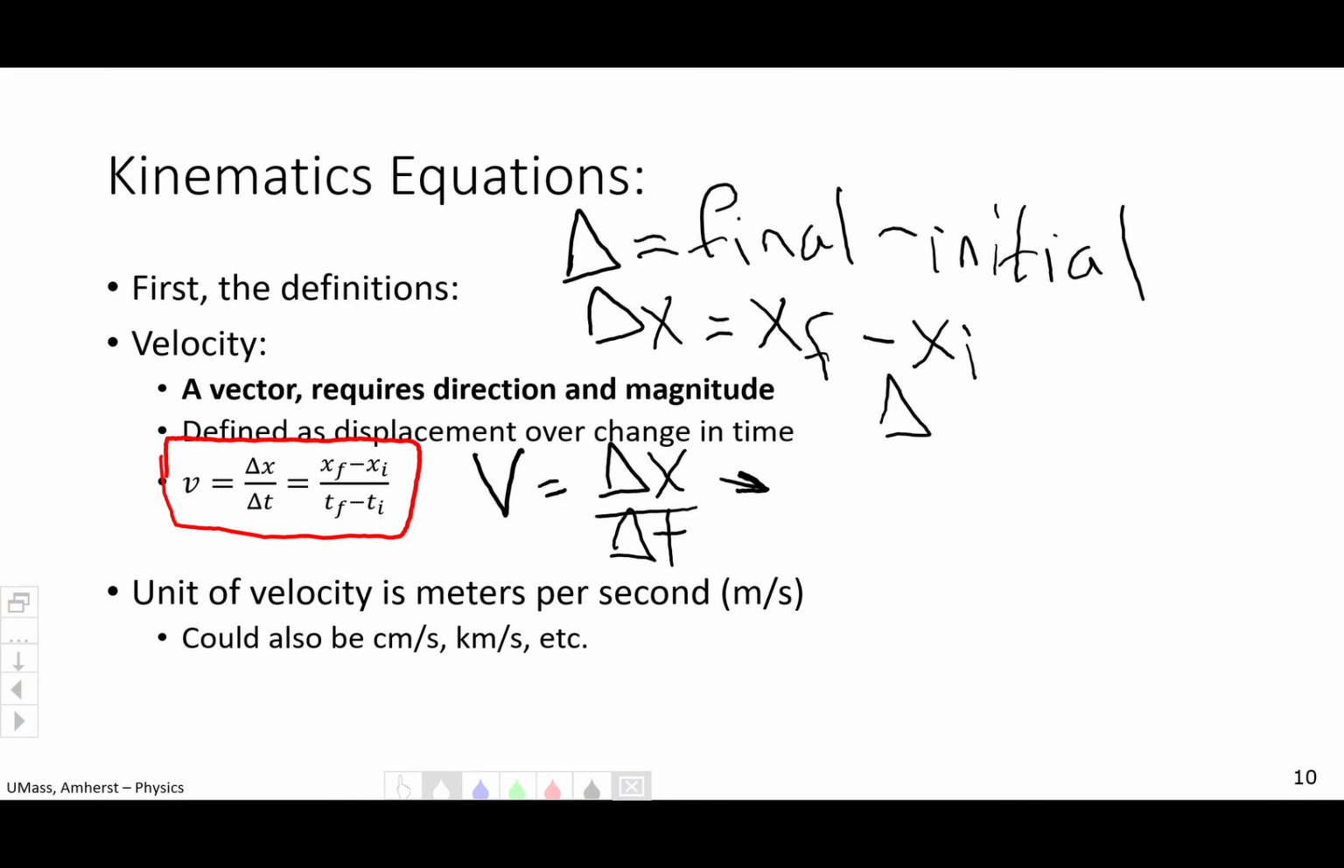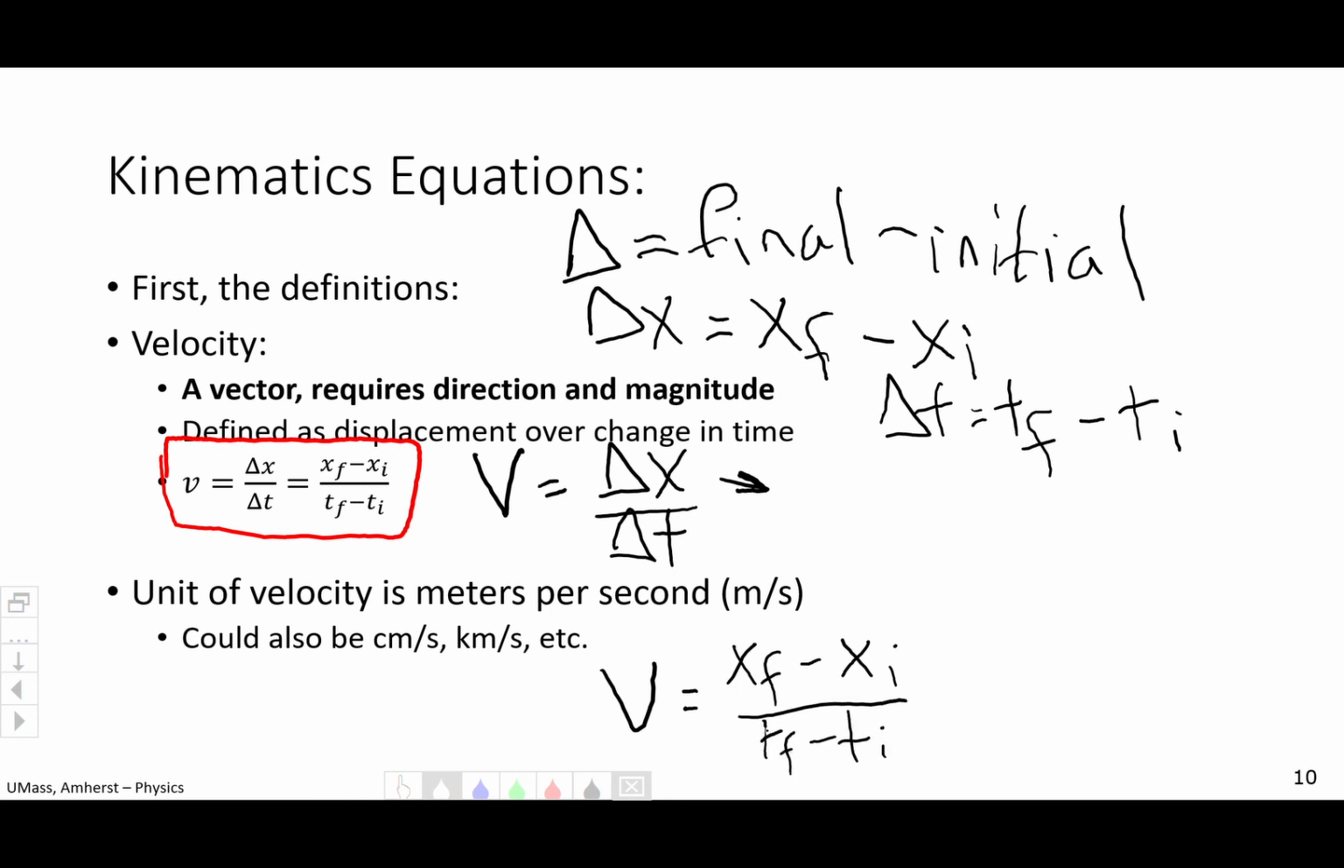And therefore, similarly, delta t is t final minus t initial. So that's how we end up with v equals x final minus x initial over t final minus t initial.